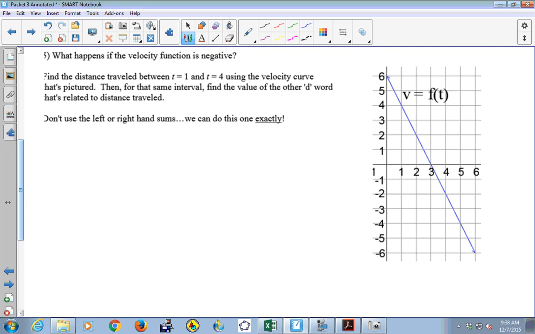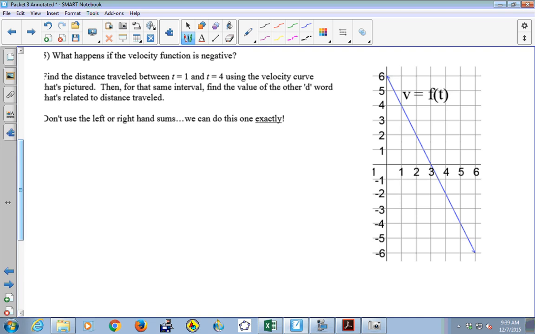we want to find the distance traveled from t equals 1 to t equals 4 using this velocity curve pictured. And then for the same interval, we're going to find the value of another d word that's related to distance traveled. So distance traveled, like if I walk 5 steps forward, 2, 3, 4, 5, right? And 2 steps back, 1, 2. I traveled a total of 7 steps. Okay, so that's distance.